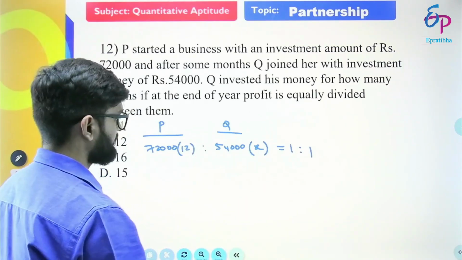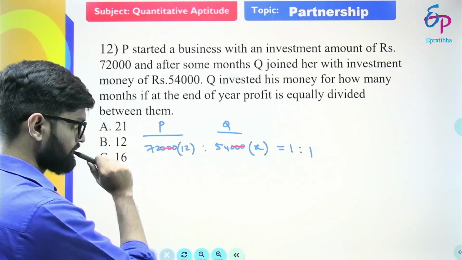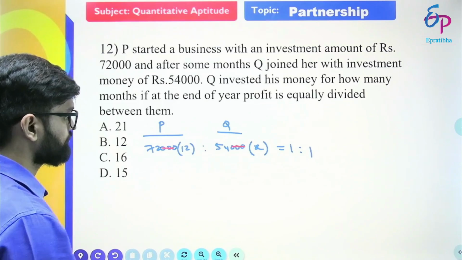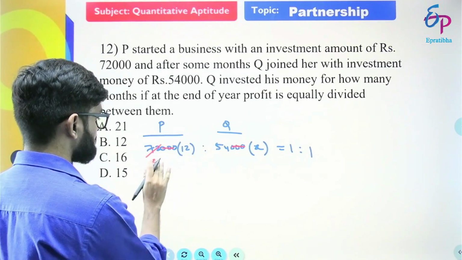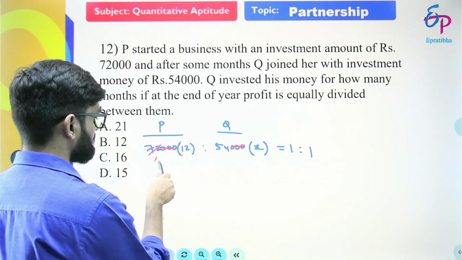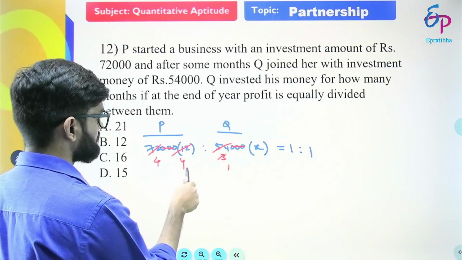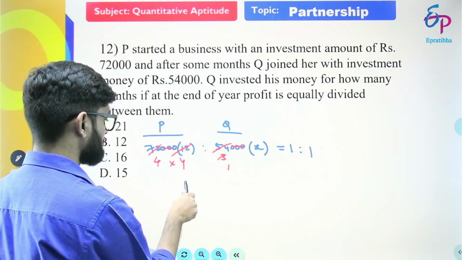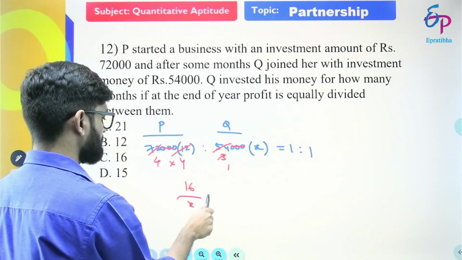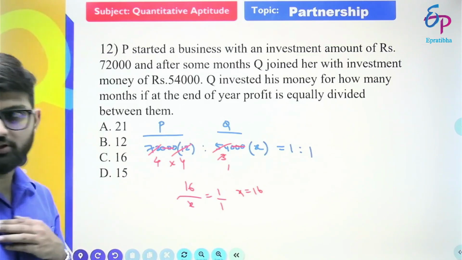So 1:1. So 3 zeros cancel. 18 threes are 54, 3 ones, 3 fours. 16 by x is equal to 1 by 1. So x is equal to 16.